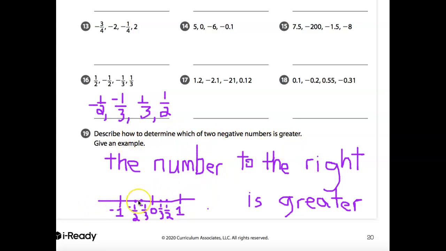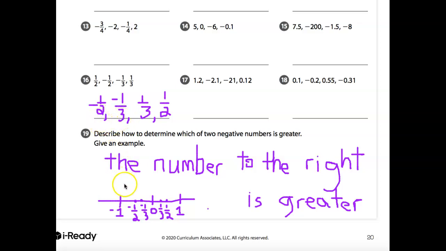Well, on a horizontal number line, the number to the right is greater. So here, -1/3 is to the right of -1/2. Sorry, guys. All right, so see, -1/3 is to the right of -1/2. So -1/3 is greater than -1/2, just like you see it here.